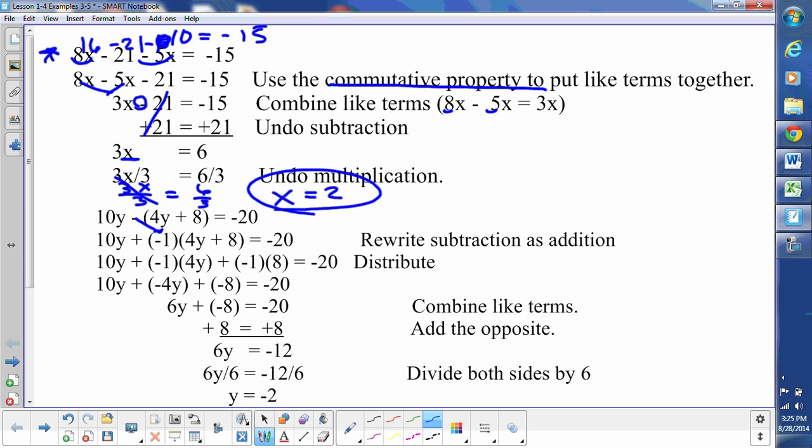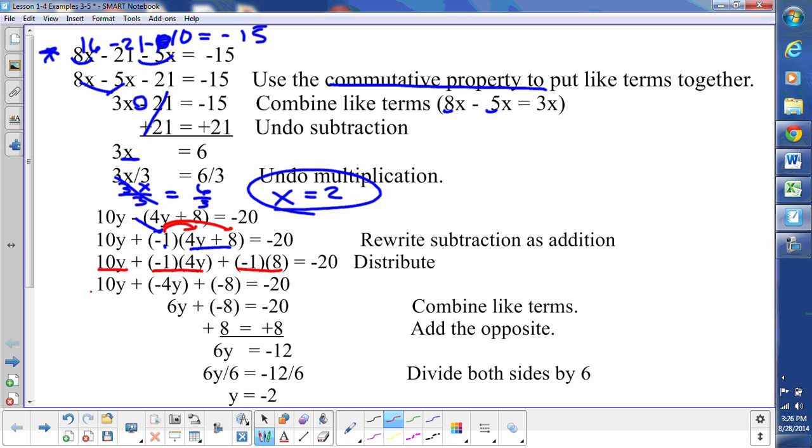So this becomes 10y plus negative 1 times what's inside parentheses, 4y plus 8. Now I have a number outside parentheses times a sum of two terms, so I will distribute. Remember, to distribute, you multiply the first term by negative 1 and the second term by negative 1. So I have 10y plus negative 1 times the first term plus negative 1 times the second term equals negative 20. Now I'll simplify. 10y plus negative 4y plus negative 1 times 8 is negative 8 equals negative 20.